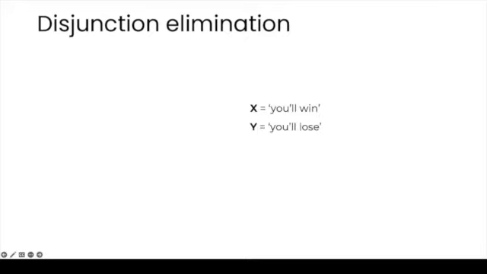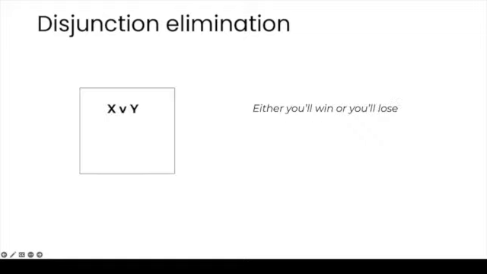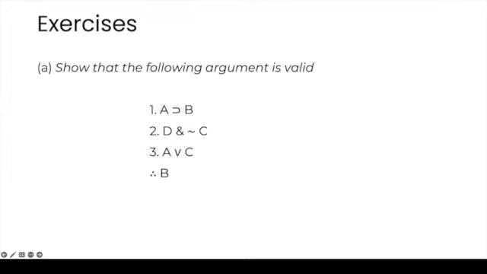Suppose that X is you'll win and Y is you'll lose. Then from either you'll win or you'll lose and you won't win, you can infer that you'll lose. Similarly, if you have either you'll win or you'll lose and you won't lose, you can derive the conclusion that you'll win. Okay, let's do some exercises.